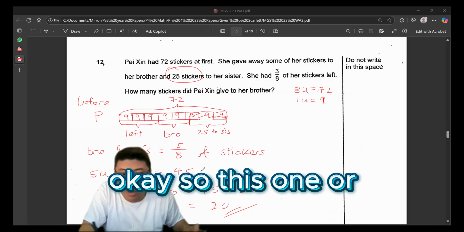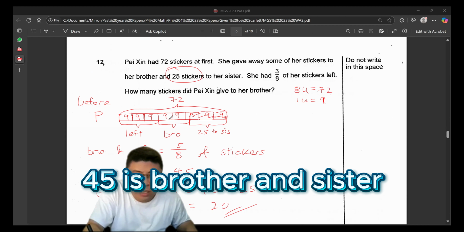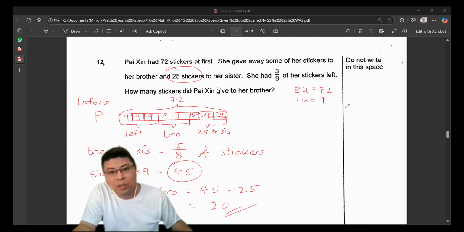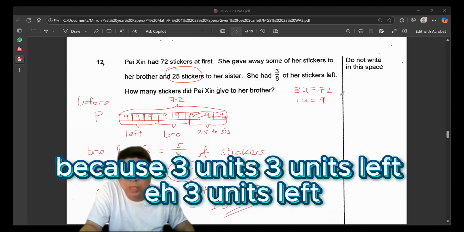Okay, so this one, given to brother, because you see 45 is brother and sister. Why 45 is brother and sister? Because 45 is 5 units. How do I know 5 units is brother and sister? Because 3 units left. Altogether she has 8 units in the beginning. 3 units left. So 5 units given to brother and sisters.